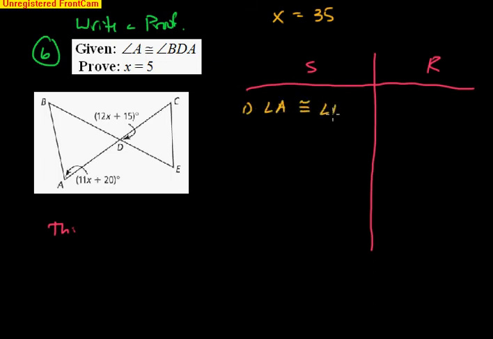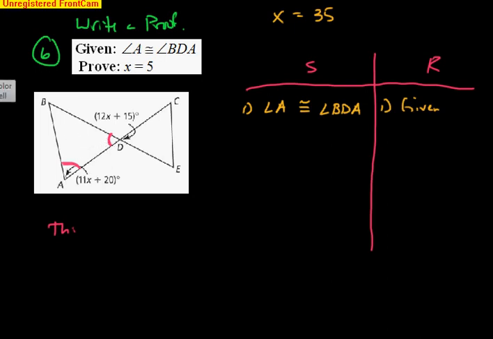Angle A is congruent to angle BDA. That's given to me, okay? So now I'm going to look at my thoughts. I know, looking at this, that the two angles in question, and I'll mark this, are angle A, which is right here, and angle BDA, which is right here. These are the two angles I need to know.